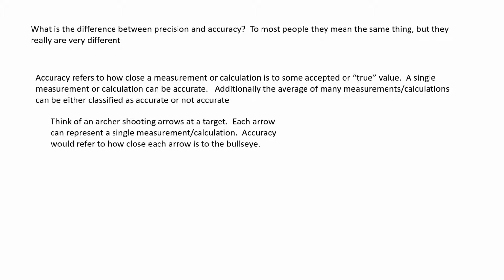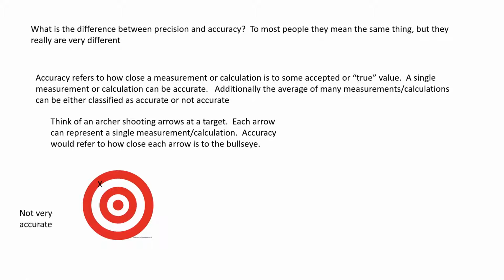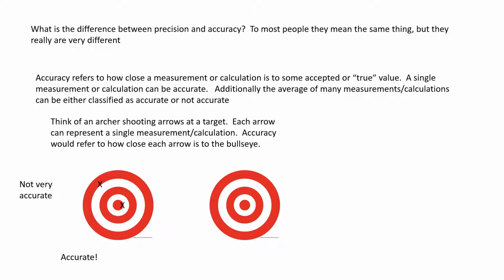Think of an archer shooting an arrow at a target. This is the example I was talking about. Each arrow can represent a single measurement or calculation. Accuracy would be how close your arrow is to the target, the center of the bullseye. So here's an example of a shot that's not very accurate. The X represents where the arrow hits. It didn't hit very close to the center of the target. This one looks like it's a little bit more accurate, very close to the center. So hopefully you see the difference between those two.